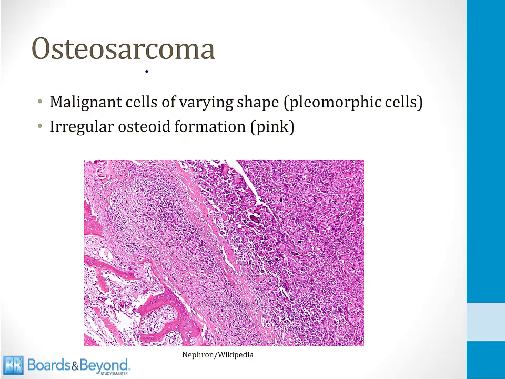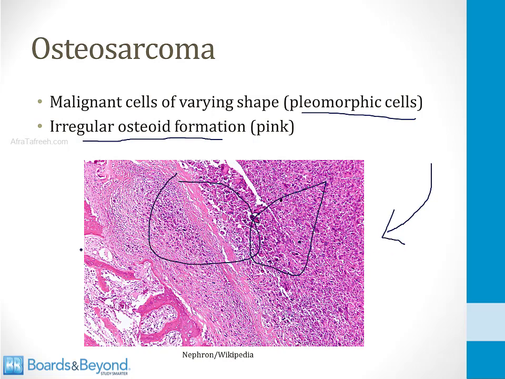Remember, this is a malignant tumor of osteoblasts. So what you see under the microscope are malignant cells of varying shape. These are described as pleomorphic cells. And because they're osteoblasts, they are making osteoids. So you see irregular osteoid formation. An osteoid is proteinaceous material, so it will look pink under the microscope. And there's an example of an osteosarcoma biopsy shown in the slide here. There's lots of dark purple cells here, lots of pink osteoid material. This is what osteosarcoma looks like.